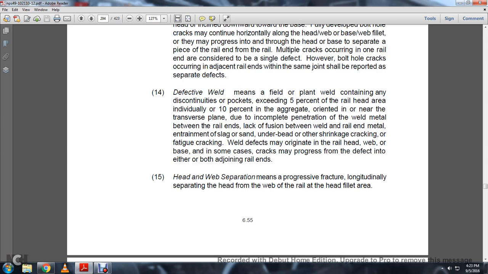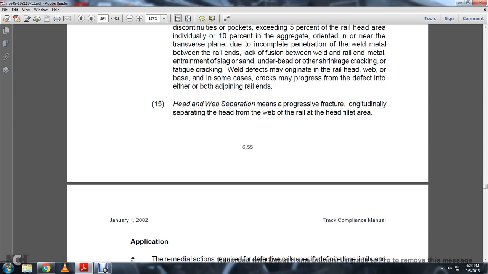Head web separation means a progressive fracture and longitudinal separation of the head from the web of the rail at the head fillet area.